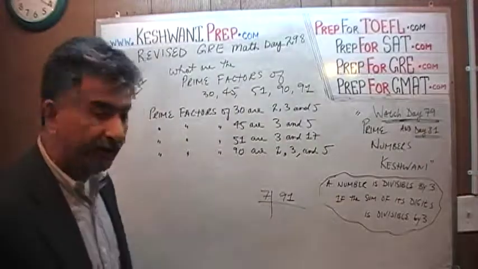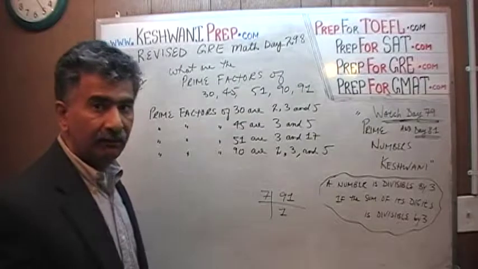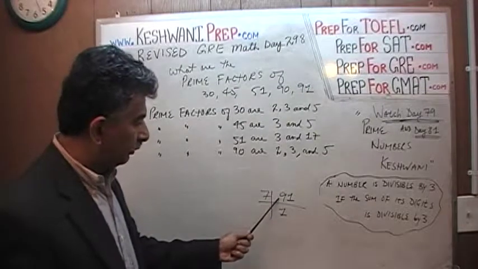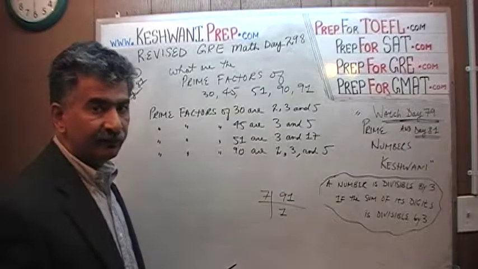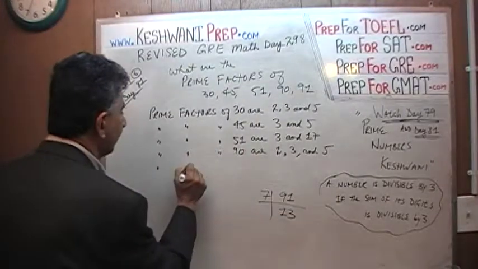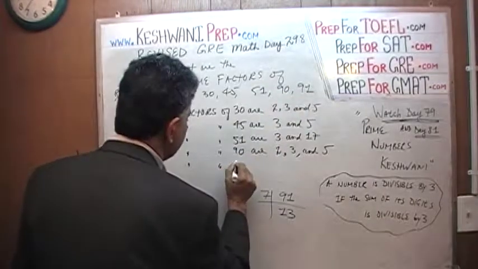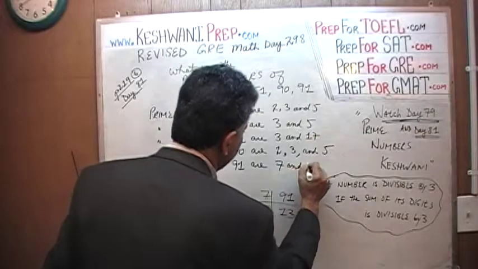How many 7s in a 9? 9 has 1 7. The remaining 2 goes and joins the 1, becomes 21. And 21 has 3 7s. 3 7s are 21. Therefore, prime factors of 91 are 7 and 13.